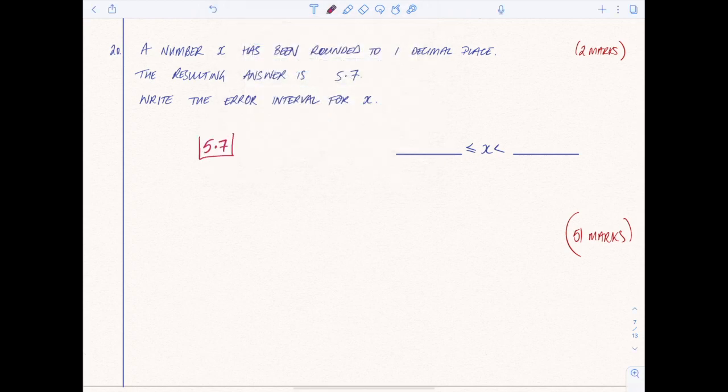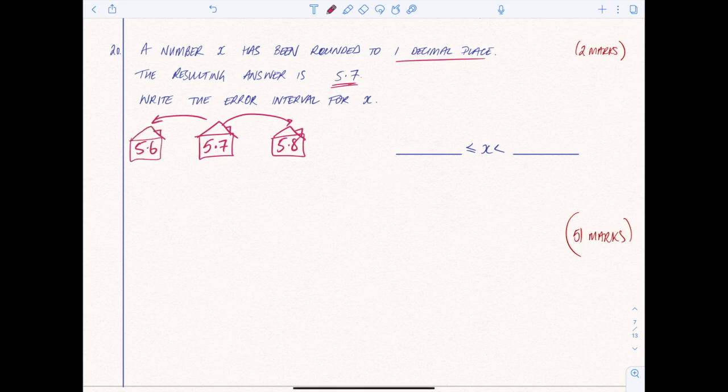So the way I like to teach this is to think you live at number 5.7. It says it's been rounded to one decimal place. So you go to your next house. Well, the next house would be 5.8. So that's my next door neighbour. And my previous next door neighbour is 5.6. We're ignoring the fact the houses go up in twos. Just assume they go up in ones for this.